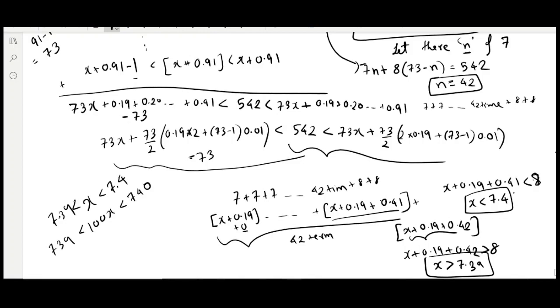So the question was, what is the value of the floor of 100x? If you remember, the question was what is the value of the greatest integer function of 100x. So it will become 739.